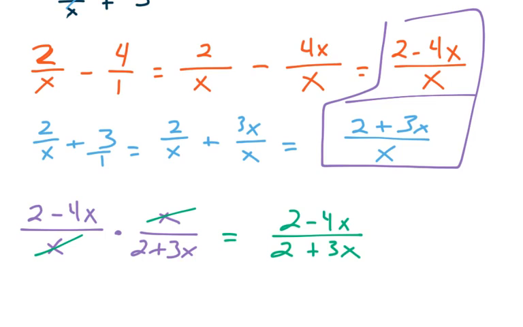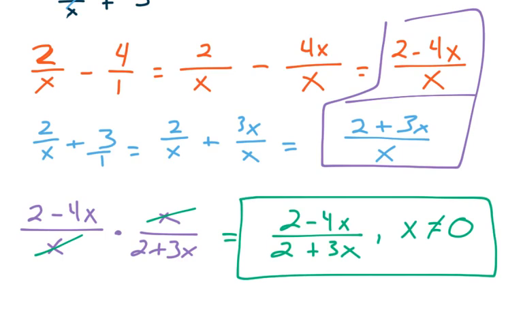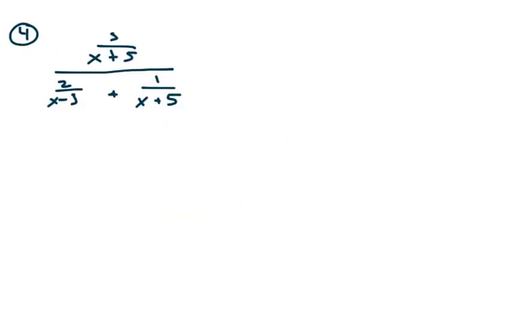The question then becomes, are there any excluded values? And the answer is yes. We took an x out of the denominator of the original expression. So that is the value we need to list that would make it undefined, and that value, of course, is 0. So this right here is our final answer, 2 minus 4x over 2 plus 3x, as long as x is not 0. Let's try one more here.